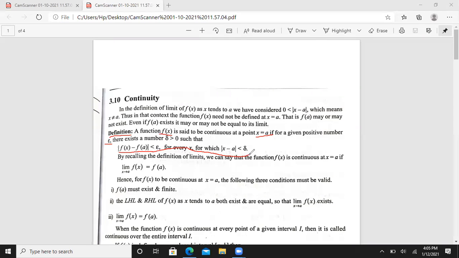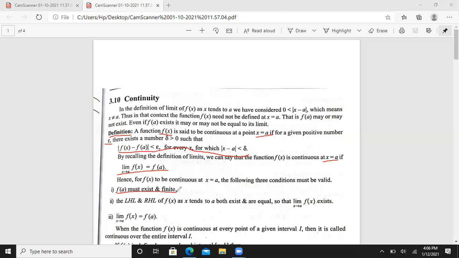By recalling the definition of limits, we can say the function f of x is continuous at x equal to a if limit of x tends to a, f of x equals f of a. Remember this one. Hence, for f of x to be continuous at x equal to a, the following three conditions must be valid. First, f of a must exist and be finite.